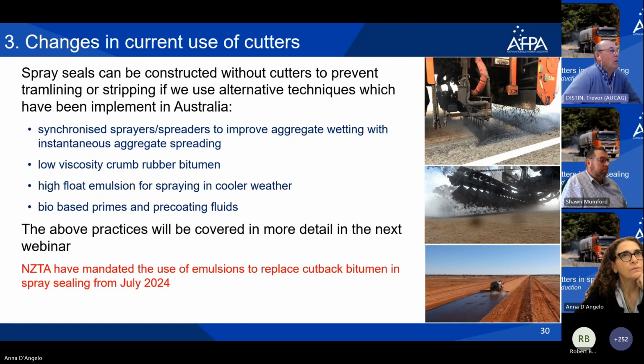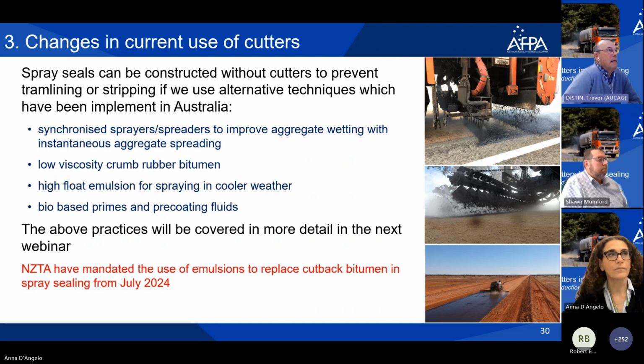So one of the areas where this has been used in Victoria is with the introduction of synchronized sprayer and chip spreaders, where, at the top right-hand side of my slide, you'll see the binder is sprayed and the aggregate is immediately spread directly over that fresh binder, so that the binder is still very liquid and hot, so it's easily able to coat the aggregate, which helps improve the bond and reduces the risk of stripping.